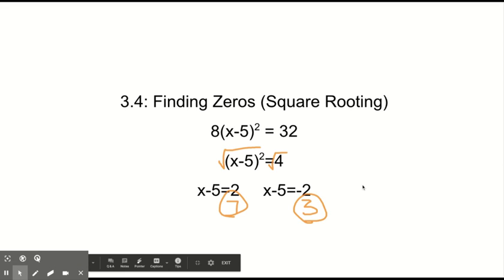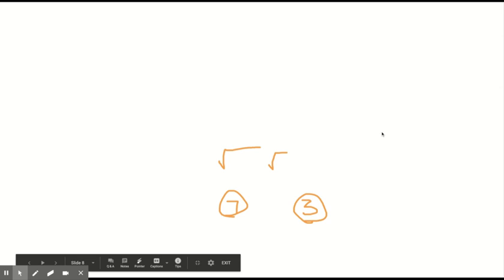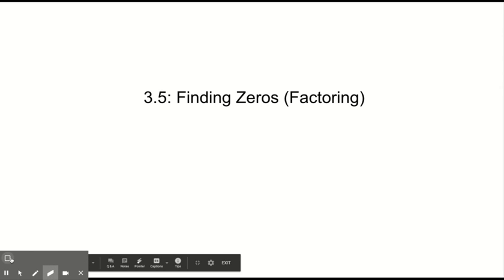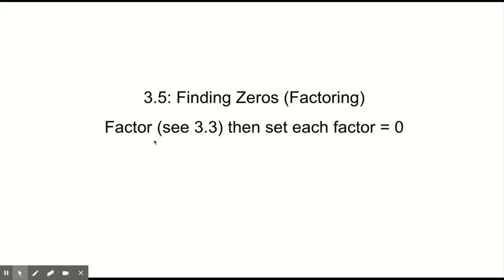Okay? And the very last piece is finding the zeros by factoring. And to find the zeros by factoring, you just factor, like I just explained in 3.3, and then set each factor equal to 0. I'm going to start off with the factored form, because if you're having trouble factoring, go back to the 3.3 parts.